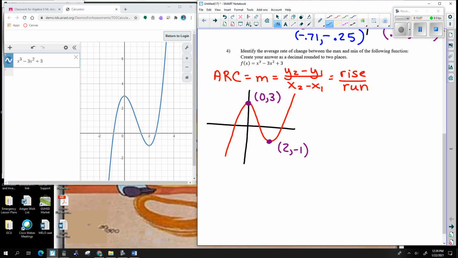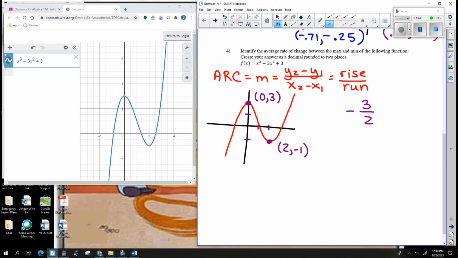Well, if you want to count, you can use your picture, and I can count a rise of 3 and a run of 2, and then this is going downhill. This ultimately is going to be negative 3 over 2.